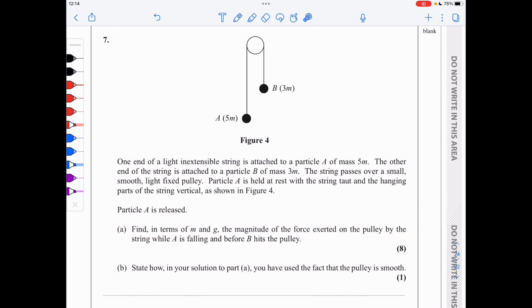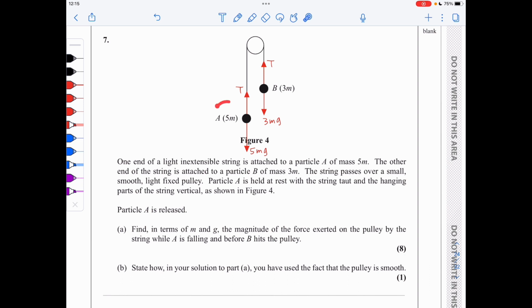I will actually go to the diagram here and start by adding all the forces. So we've got the weights of B and A, 3mg and 5mg respectively, and we've got tension in the string. Tension is pointing upwards, and it's the same tension throughout the string. We'll call this capital T.